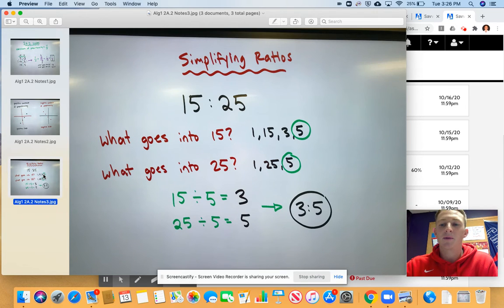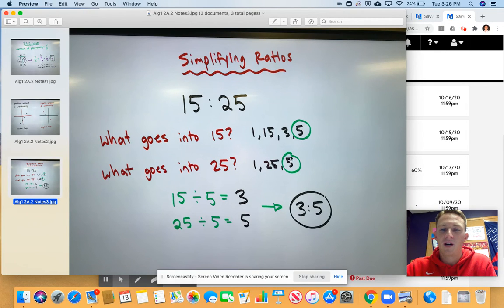In our last example here, we want to simplify a ratio. We have the ratio 15 to 25, or you might see it as a fraction 15 over 25, right? Same kind of thing, we're just simplifying. So what goes into 15? Well, I could take 1 times 15 or 15 times 1, 3 times 5 or 5 times 3. These are all factors of 15. These go into 15. Let's do the same thing with 25.